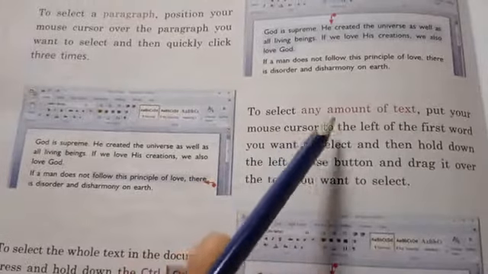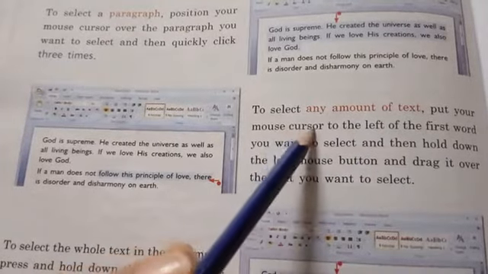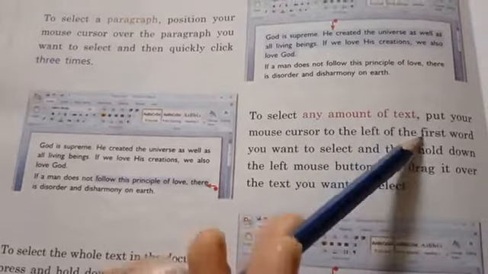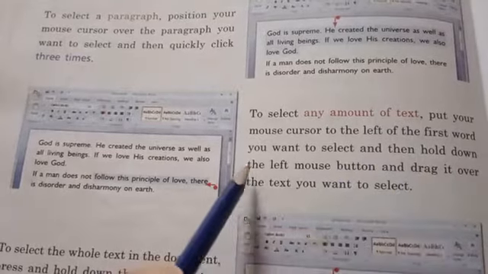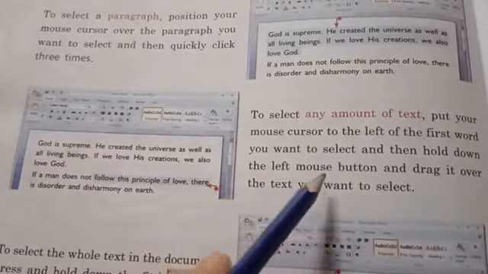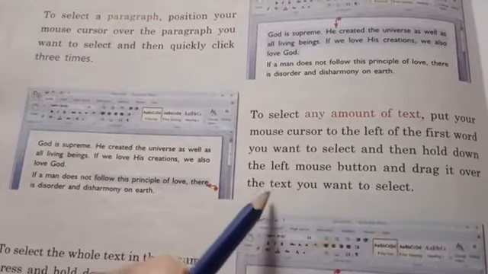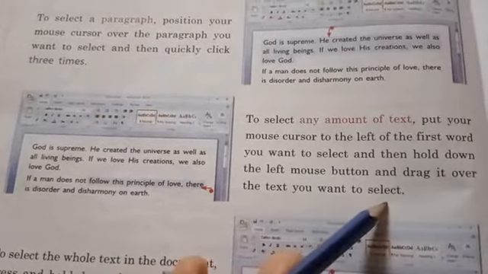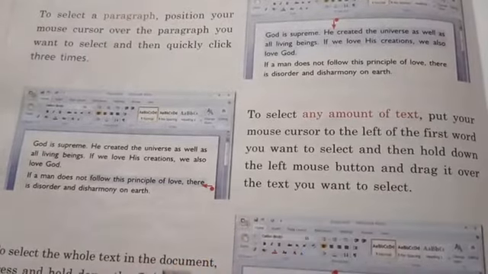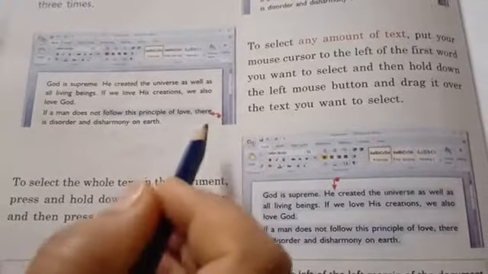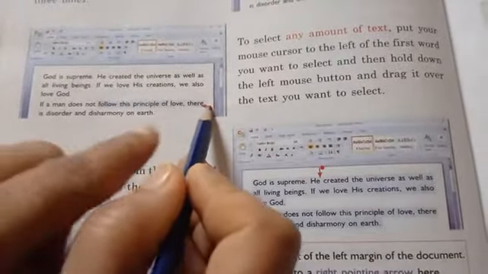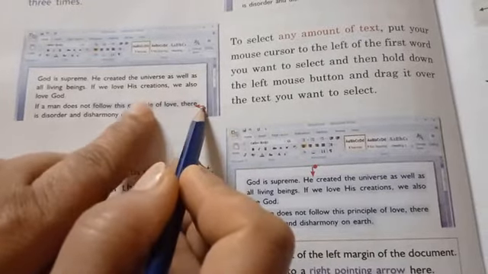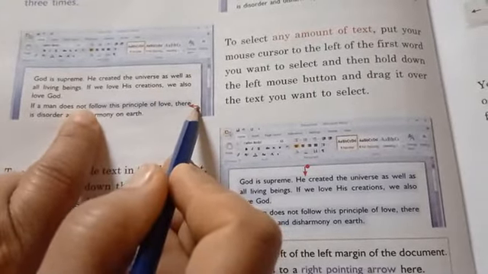To select any amount of text, put your mouse cursor to the left of the first word you want to select and then hold down the left mouse button and drag it over the text you want to select. Students, you have to put your cursor here, press your left mouse button and move your mouse cursor like that. Then your text will be selected.